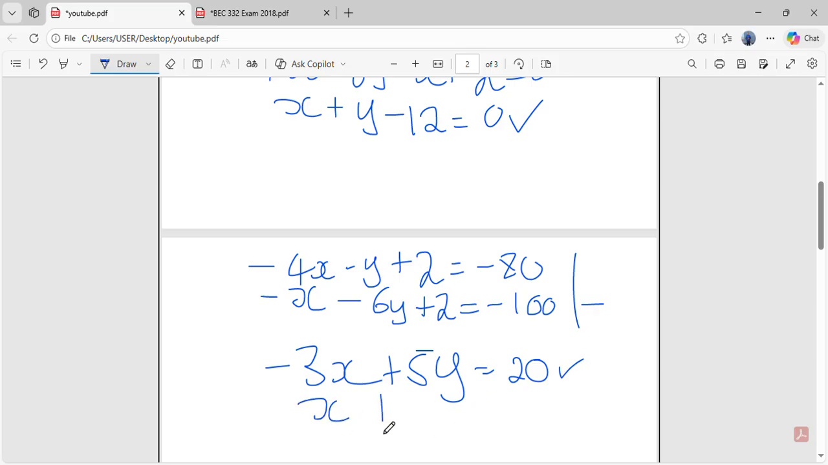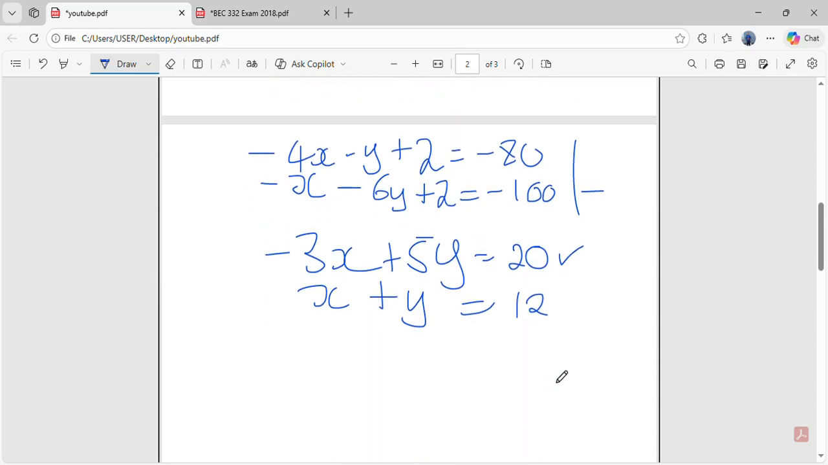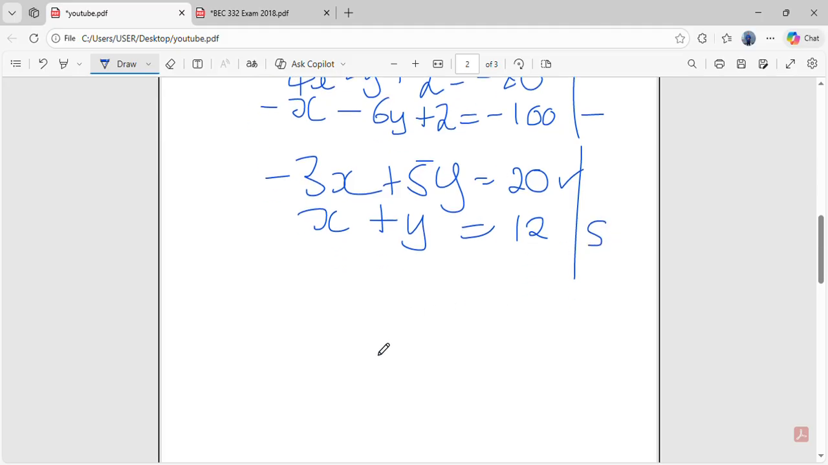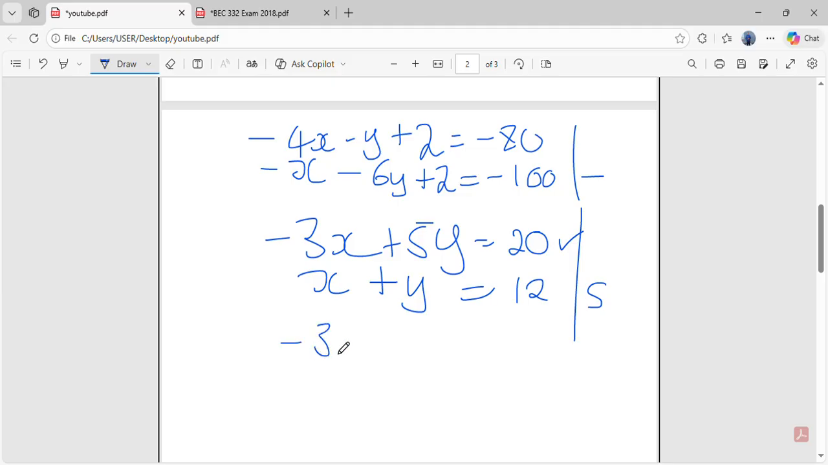So we say x plus y is equal to 12 goes to the other side, it becomes positive. Then we make sure that the coefficients are the same. So in this case, I am going to eliminate y again. So if I'm eliminating y, I make sure that the coefficients are the same. So I put 5 there. So I will say negative 3x plus 5y is equal to 12. Remember, I am multiplying this times that which is down, and I say 5x plus 5y is equal to what?